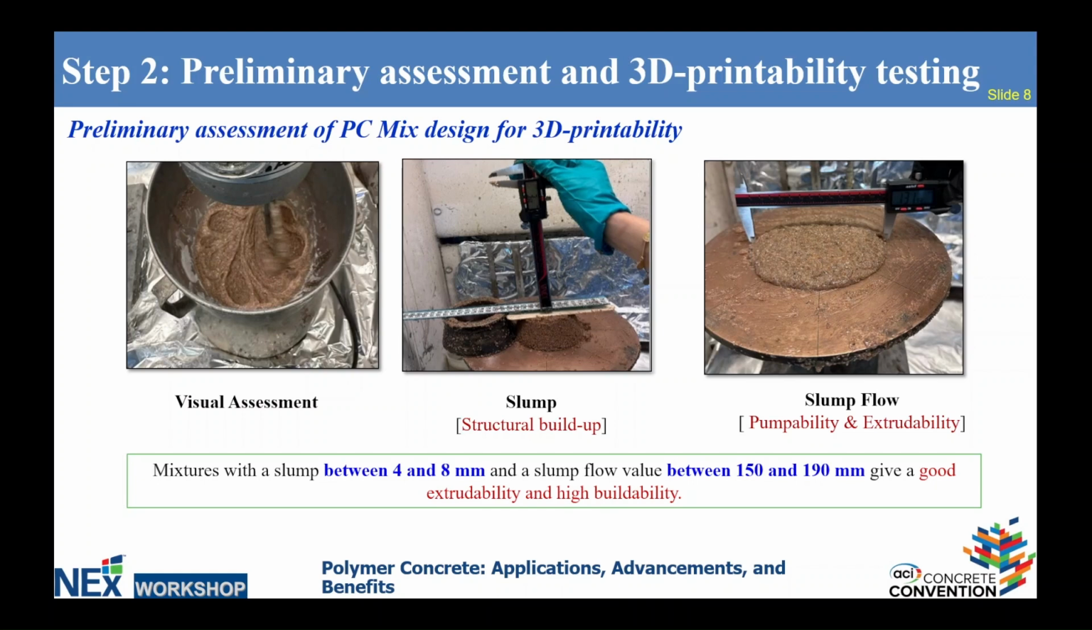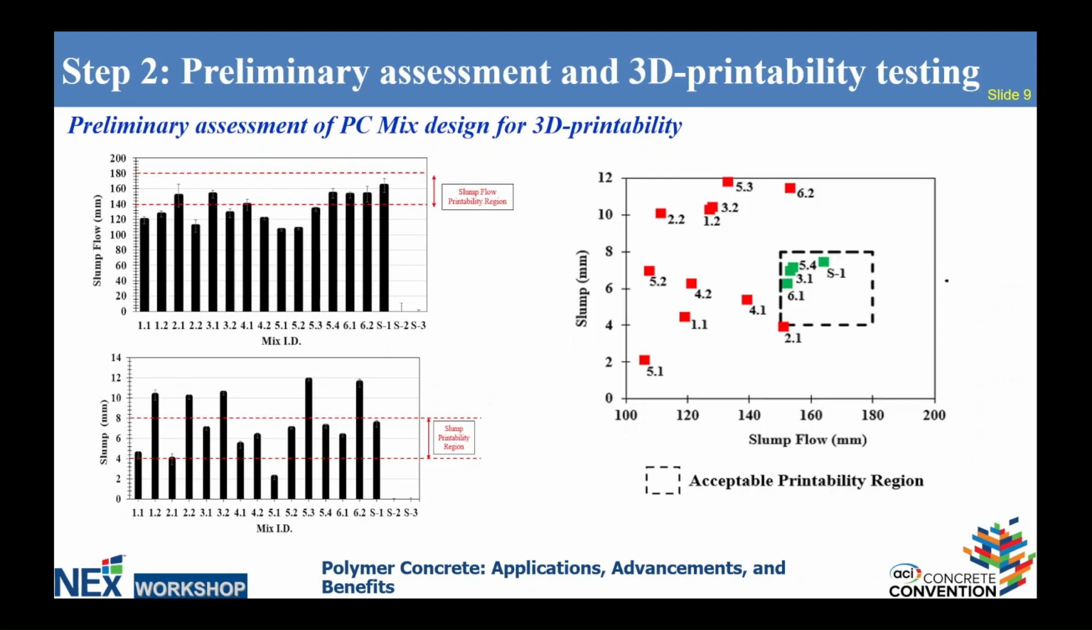A good 3D printed mix should have a slump between 4 and 8 millimeters. We agreed on that. And a slump flow between 150 to 190 millimeters. It's in the literature, and that's based on our experience with 3D printing polymer concrete. Based on our mix designs, only 4 out of the 17 designed mixes fell within the acceptable printability range. However, I need to note here that all these red mixes could fit into the box if we modify the rheological modifier content and fine-tune the mix with other polymer types. But 4 were sufficient for our research process.